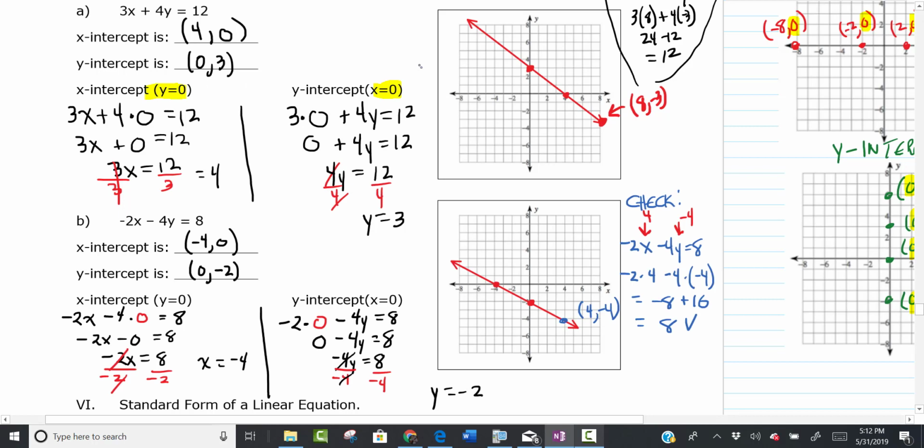Okay, so here's what I hope you would get. X-intercept is -4, 0. Y-intercept is 0, -2. This is the work you should have on the x-intercept. Again, let y be 0. Just replace y with 0, solve the equation. You get x equals -4. For the y-intercept, let x be 0, like I did there. Solve for y, you get y equals -2.